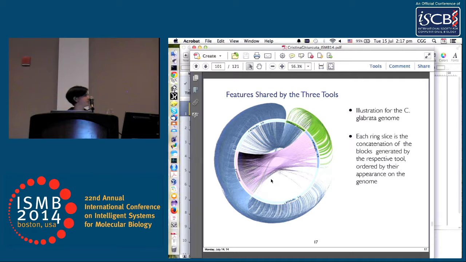So for this illustration, out of the synteny block families produced by each tool, we chose only the synteny blocks of the Candida genome, and each slice of the ring represents a concatenation of the synteny blocks produced by the tool in the same order that the blocks appear on the genome. The fact that for Iador I split the slice is just for visualization.